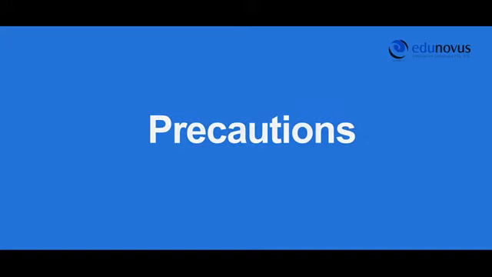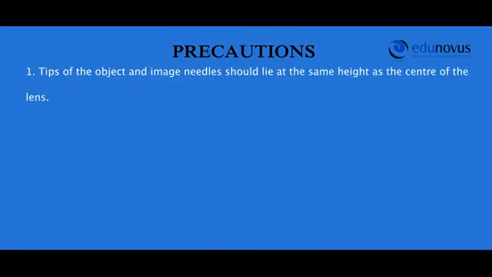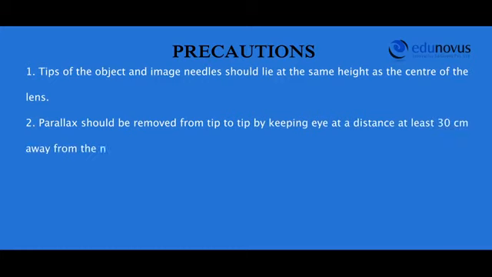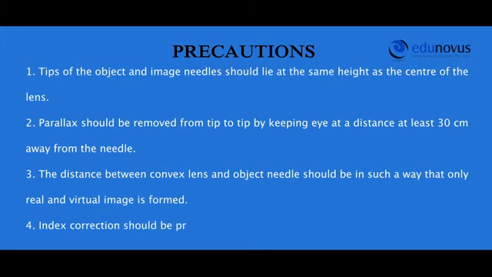Precautions. Tips of the object and image needles should lie at the same height as the center of the lens. Parallax should be removed from tip to tip by keeping eye at a distance at least 30 centimeters away from the needle. The distance between convex lens and object needle should be in such a way that only real and virtual image is formed. Index correction should be properly determined and must be applied for both U and V.